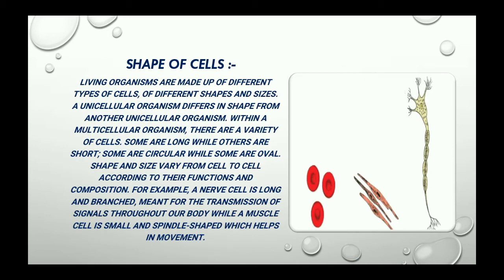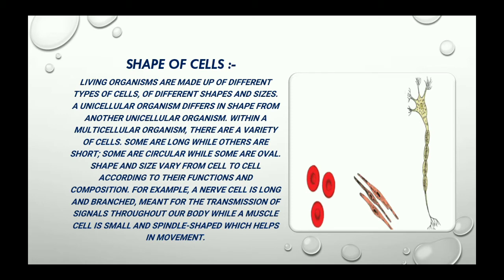So, about the shape of cells. Living organisms are made of different types of cells of different shapes and sizes. A unicellular organism differs in shape from another unicellular organism. Within a multicellular organism, there are a variety of cells. Some are long while others are short, some are circular while others are oval. Shape and size vary from cell to cell according to their function and composition. For example, a nerve cell is long and branched, meant for transmission of signals through the body, while muscle cells are small and spindle shaped, which helps in movement.